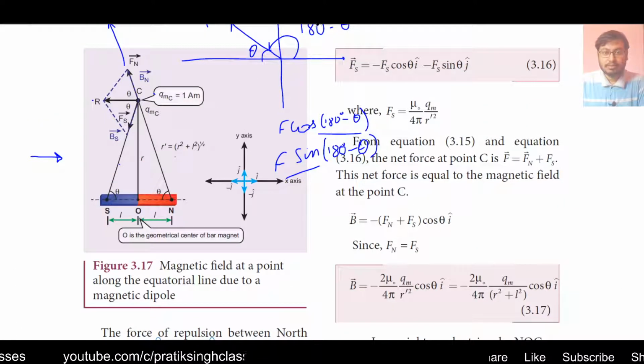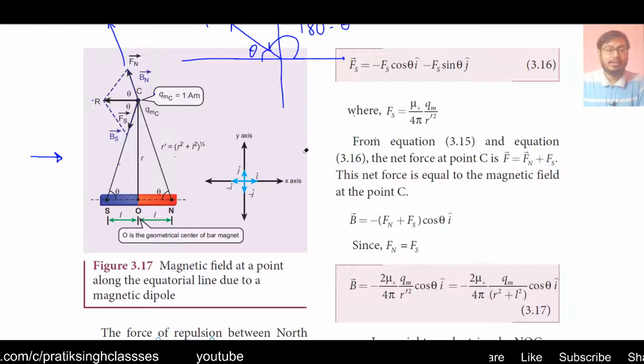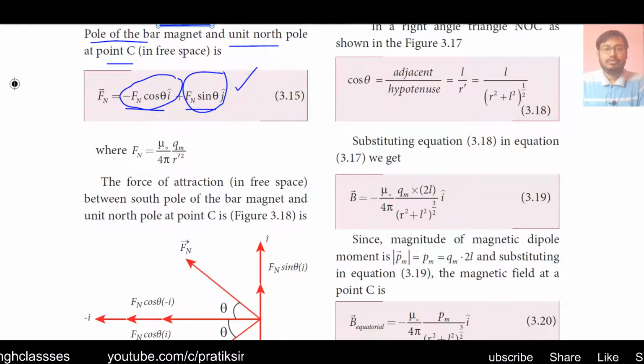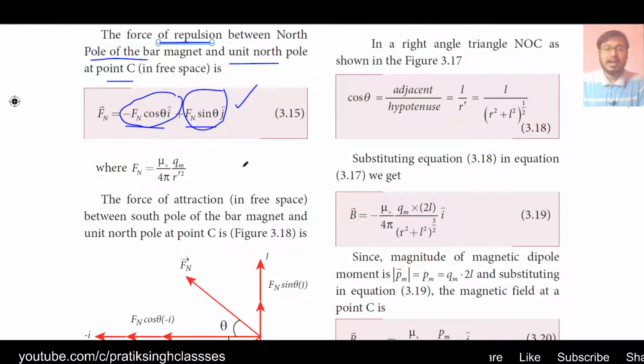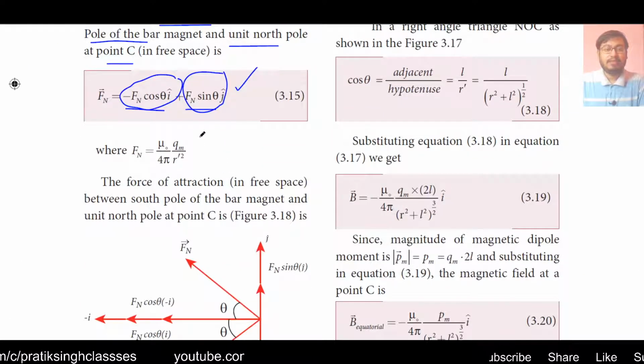Let me erase all these things. Likewise, you have to find the components of Fs. It will be the same, Fs cos theta in x axis and Fs sin theta in y axis, where the angle made will become 180 degree plus theta, because Fs lies in the third quadrant. We know very well that Fn is equal to mu naught by 4 pi into Qm by r dash square, where r dash is this distance, that is CN. Just substitute the values here.